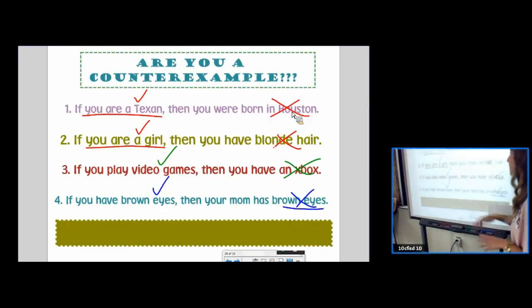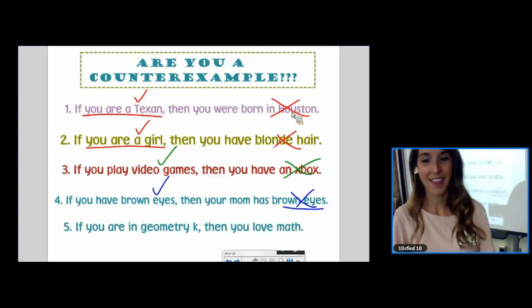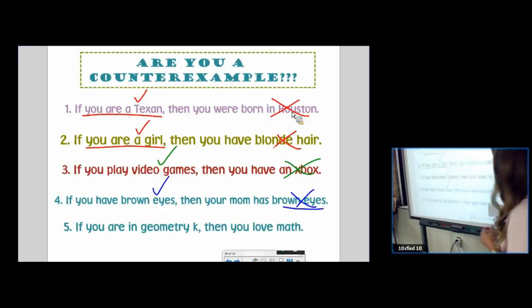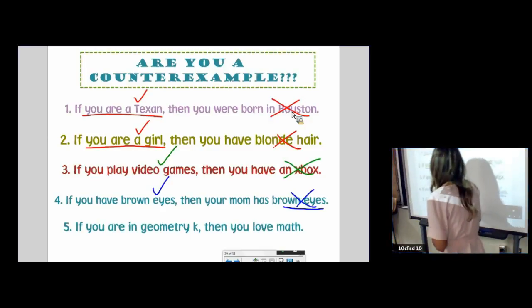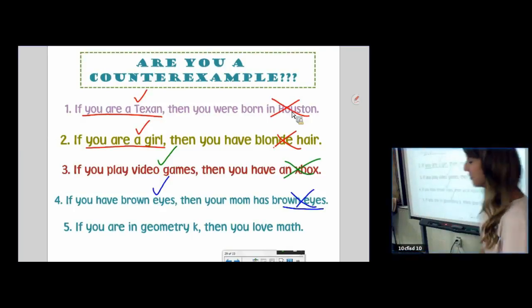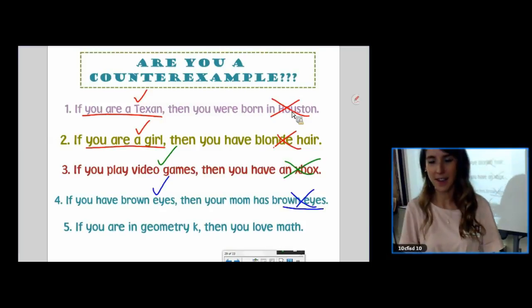The last one. If you're in Geometry K, then you love math. Are any of y'all a counterexample to that? I hope not. Oh, don't hurt my feelings. So you would raise your hand if you are in Geometry K, which we all are, but you just don't love math, and that would make me so sad because math is the best subject ever. Okay.